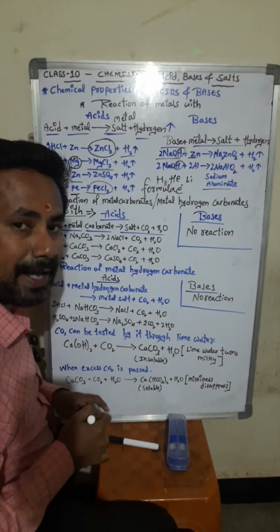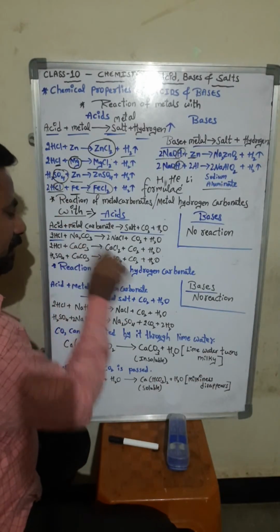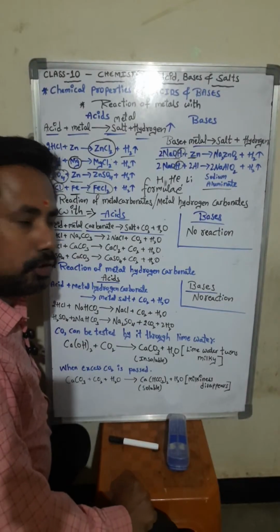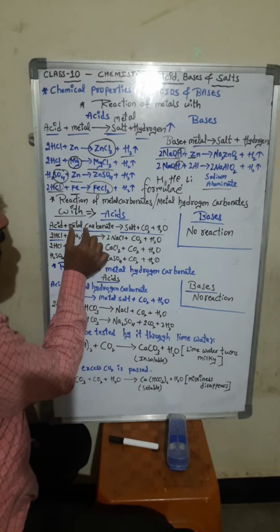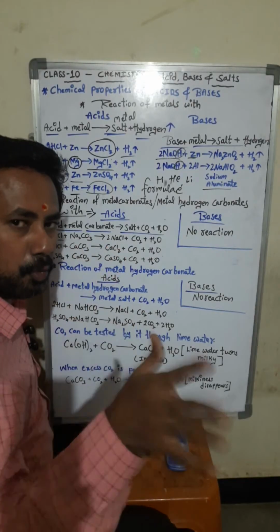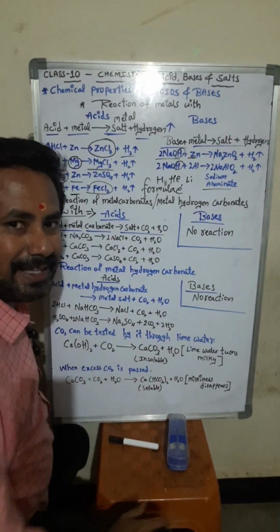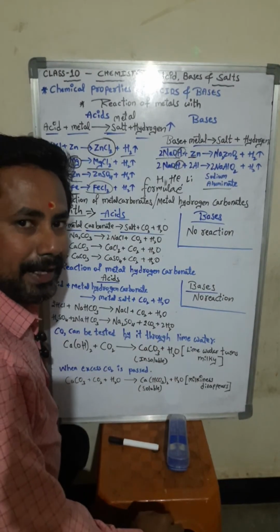HCl, hydrochloric acid or hydrogen chloride, is reacting with Na2CO3. What is Na2CO3? Metal carbonate. CO3, whenever it is coming in the end, it is carbonate. You fix that in your mind, it will become very easy. CO3, when it is coming in the end, carbonate.